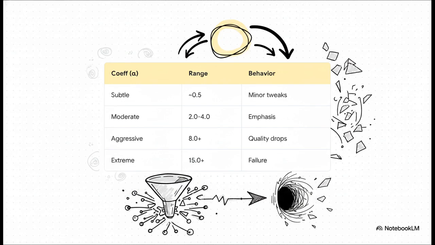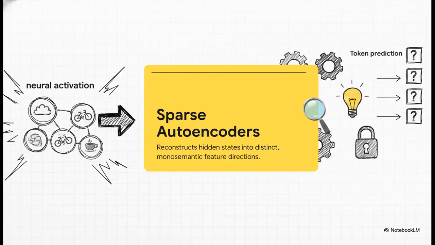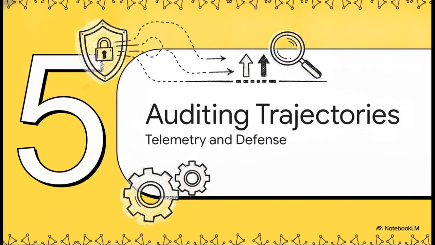total, incoherent generation failure. To make this internal steering even more precise, engineers use sparse autoencoders, or SAEs. Here's the deal. Raw neural activations are polysemantic. That means a single neuron might fire from multiple totally noisy, unrelated concepts at once. It's a mess. SAEs resolve this superposition. They reconstruct those tangled hidden states into clean, distinct, monosemantic directions. This is a huge breakthrough because it allows us to cleanly trace exactly how specific internal features influence the model's final token predictions.